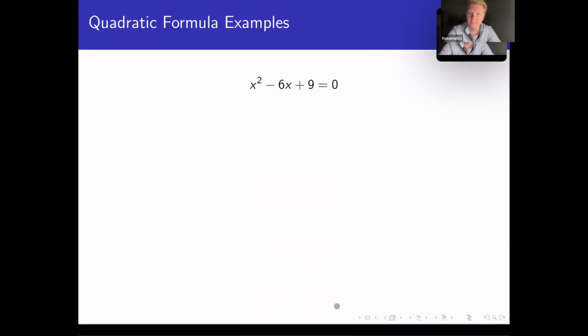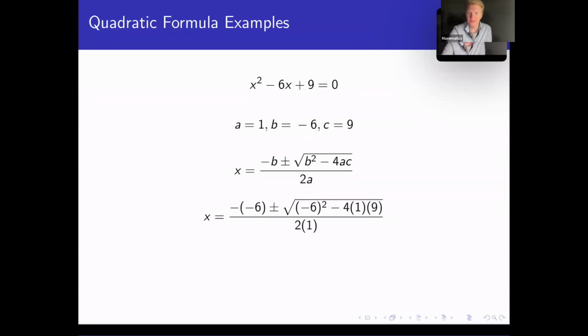x squared minus 6x plus 9 equals 0. A is 1, B is negative 6, and C is 9. Okay, plug it in. Negative 6 squared is positive 36. Negative 4 times 1 times 9 is negative 36. Alrighty, 36 minus 36 is 0. And the square root of 0 is just 0. Well, if you did 6 plus 0 divided by 2 and 6 minus 0 divided by 2, you would get 3 both times.